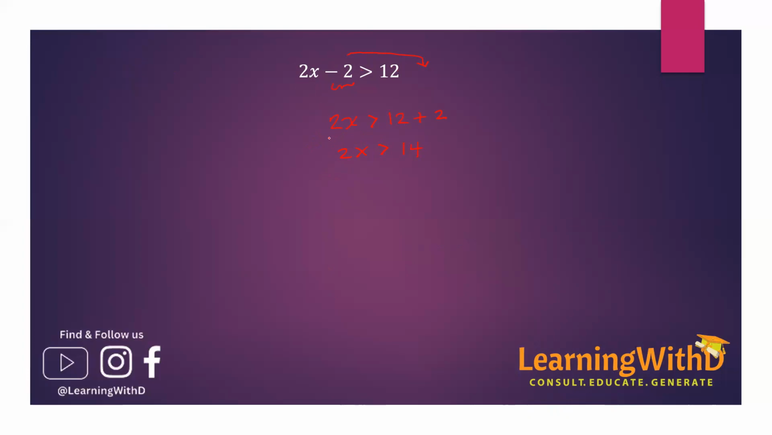Am I finished? No, I'm not. I've got to get rid of this coefficient of 2, so I've got to divide by 2. But if I do that on the left-hand side, I've got to do it on the right-hand side. So these cancel. And I'm left with x is greater than 7. Okay. All good so far. You see the similarities. We're not doing anything different. There's just one special case where, in fact, we will do something different.